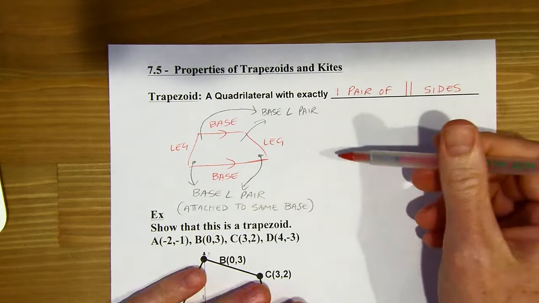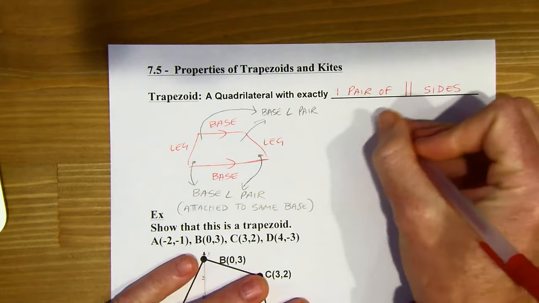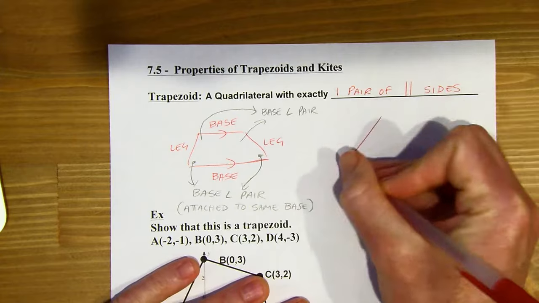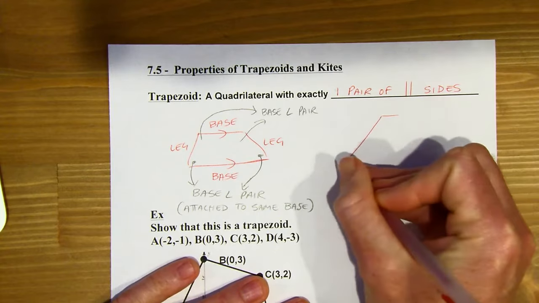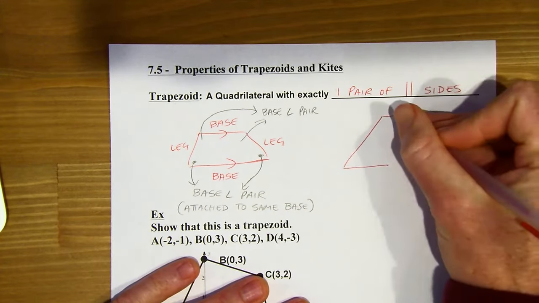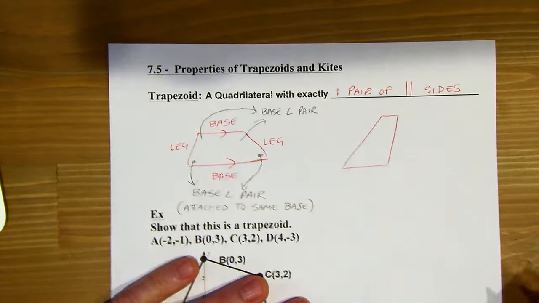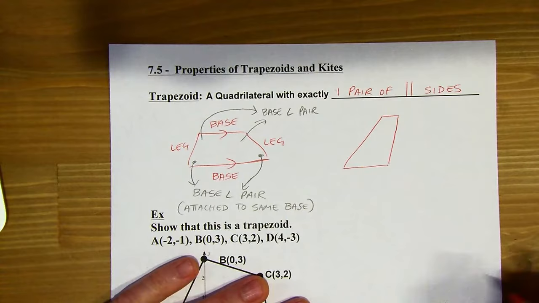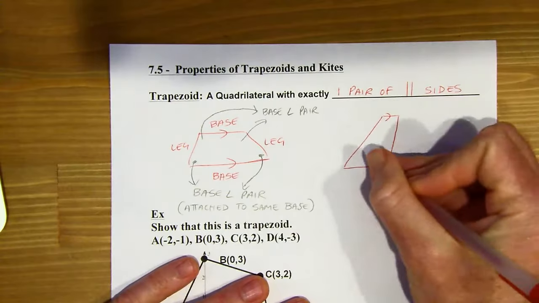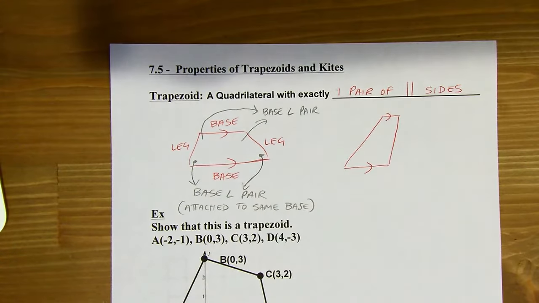But I also want to point out you can have a trapezoid that looks a little weird, maybe something like this. Not exactly the trapezoid we get in our building blocks that we used to play with, but if it's got one pair of parallel sides, that would qualify as a trapezoid.